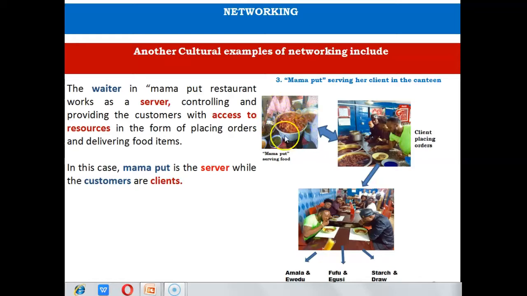Welcome back to class. Now, Mama Puts serves her clients, that is the customers. The customers here demand or place orders for different types of food or delicacies. Some might request amala and ewedu, some might request fufu and egusi, some might request starch and draw soup. In this network, we can see that Mama Put is the server, while the customers are the clients, and they are being served.